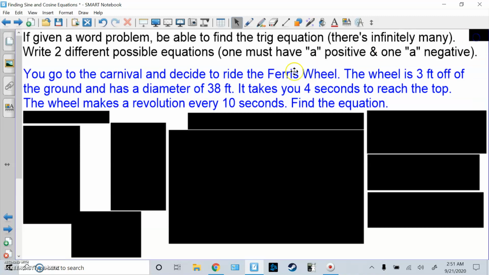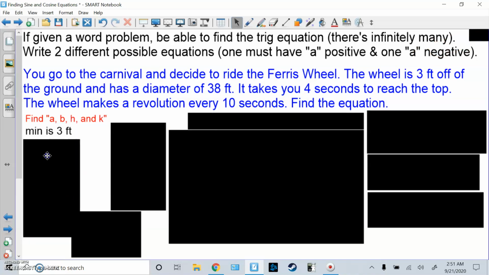You go to a carnival and decide to ride the Ferris wheel. The wheel is 3 feet off the ground. It has a diameter of 38. It takes you 4 seconds to reach the top, and the wheel makes one revolution every 10 seconds. Find the equation. Like before, we've got to find a, b, h, k.